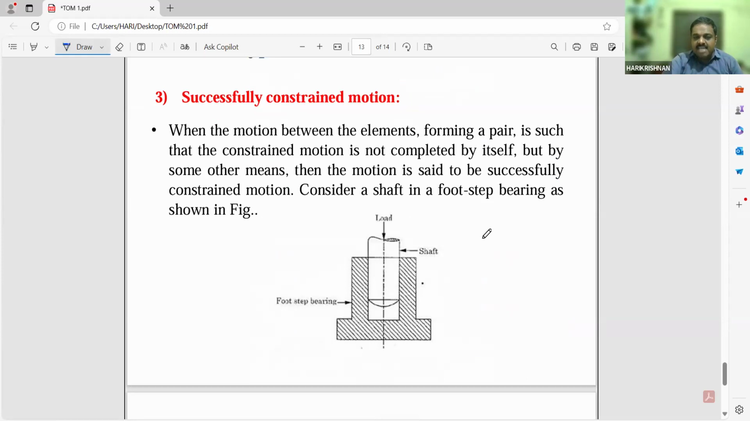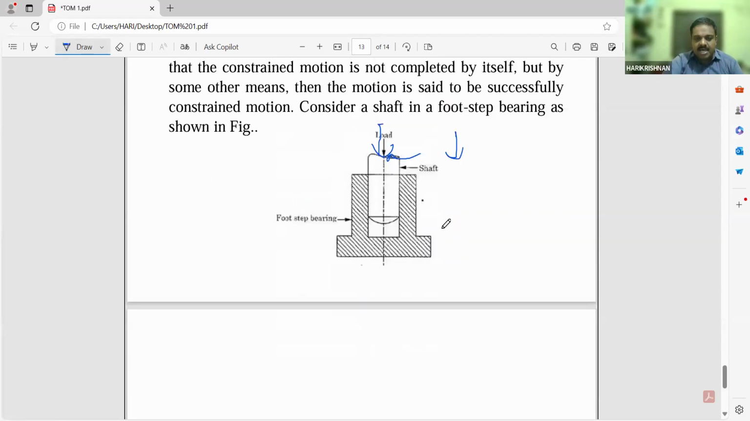Then the next thing is successfully constrained motion. Successfully constrained motion means when the motion between the elements forming a pair is such that the constrained motion is not completed by itself, but by some other means. You may see this shaft in the footstep bearing, where a load is applied, so it will not rotate. It will move up and down. This is due to the load application from the upper side. So this type of motion is known as successfully constrained motion.